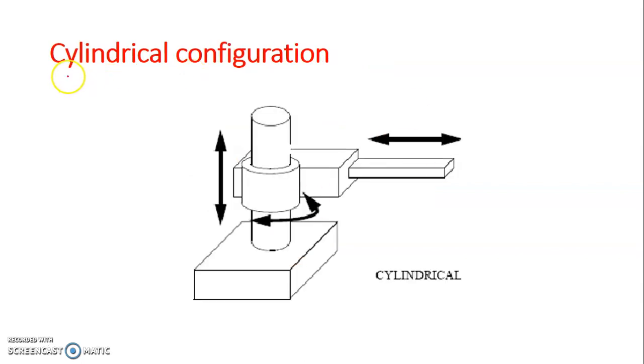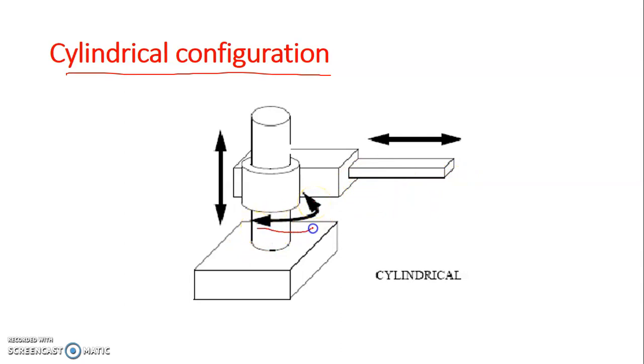Next we have the cylindrical configuration of the robot. We can see this is the base of the robot, and here we have a cylinder. Inside it, and again outside, we have another hollow cylinder, and this solid cylinder is inside the hollow cylinder. This is another part of the robot configuration. In this, the robot can rotate 360 degrees on its own axis.